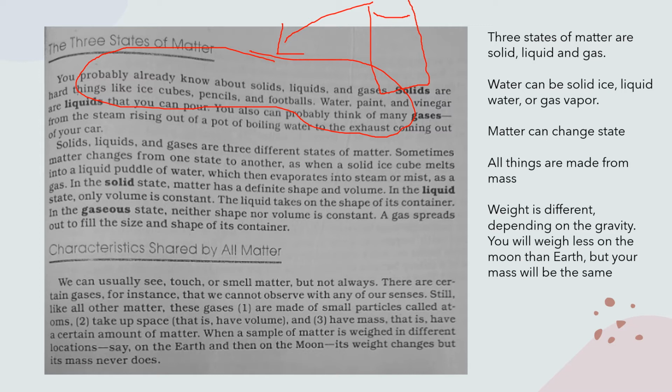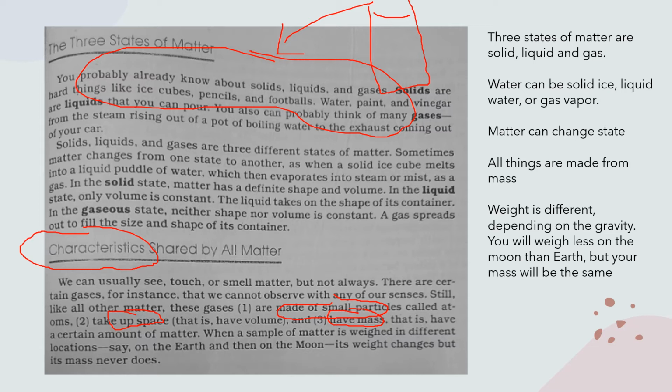Now, characteristics shared by all matter. Characteristics means properties, descriptions. We can usually see, touch, or smell matter, but not always. Normally we can, but not always. We cannot smell oxygen, for example. There are certain gases, for instance, that we cannot observe with any of our senses. Still, like all the other matter, these gases are made of particles, that are atoms. They take up space, they have a volume, and they have a mass. So all matter is made of small particles. All matter has space, and all matter has a mass.